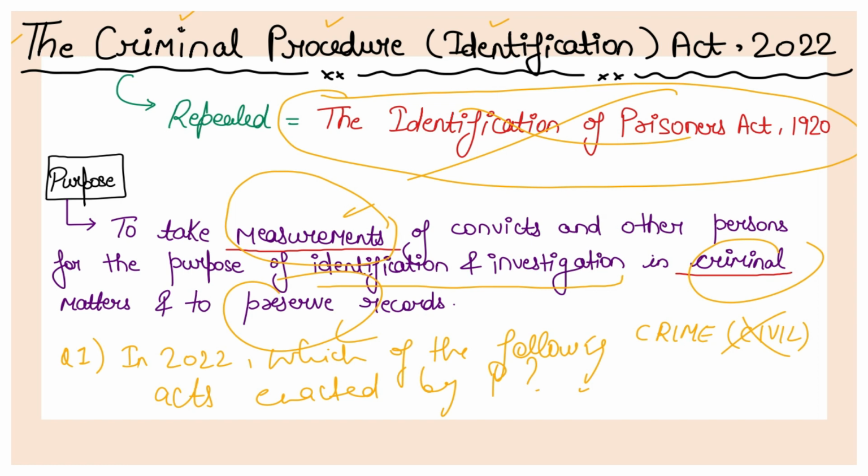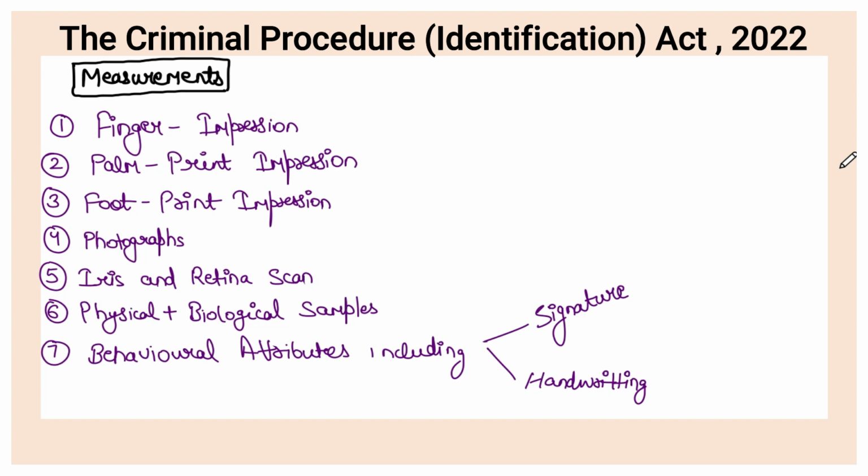But I hope अब तक आपको सब कुछ clear हो गया होगा that what this act is all about. Now after knowing this much, let's have a look at the different kinds of measurement this act is talking about. So the list of measurement is on your screen. Pause the video, make a note of it, just write it somewhere so that you won't forget it at a later stage. So these are the different kinds of measurement this act is talking about, like the fingerprint impression, the palm print, the footprint.